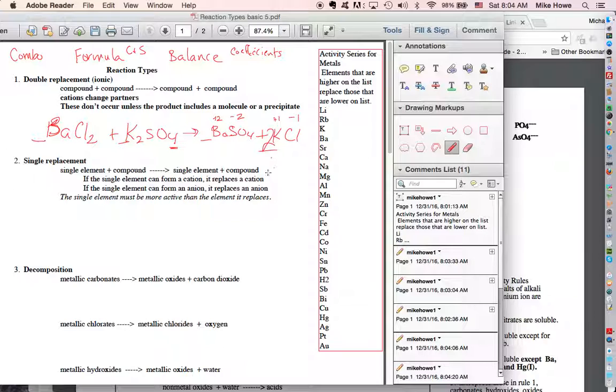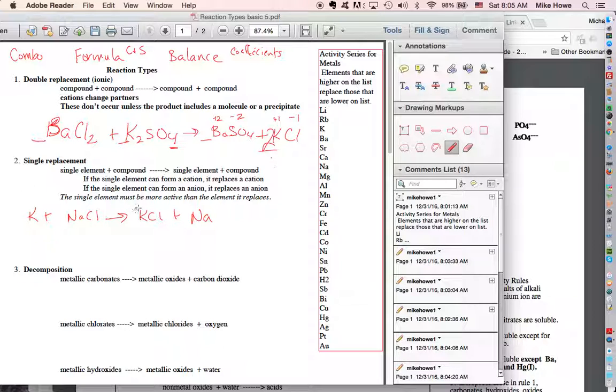All right, the next type example is single replacement. I gave you a couple of examples of those in a previous movie. Notice here that it says the single element must be more active than the element that it replaces. I included over here an activity series of metals. So if I had, for example, K plus NaCl, K would replace, since the single element can form a cation, the sodium. So I'd have KCl, and an Na would be kicked out.